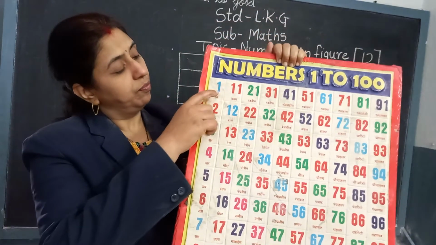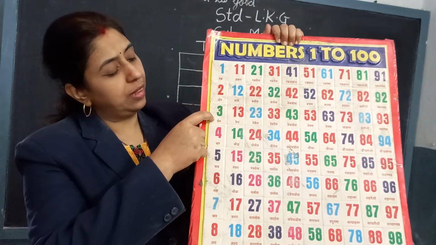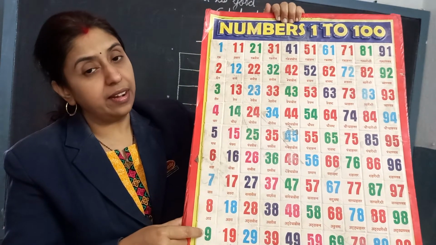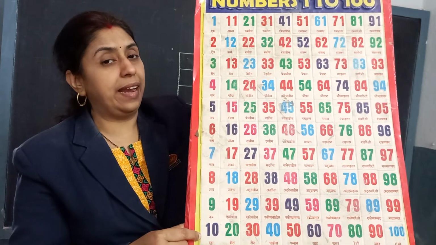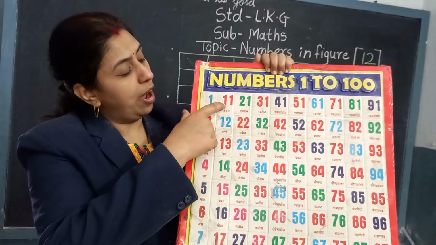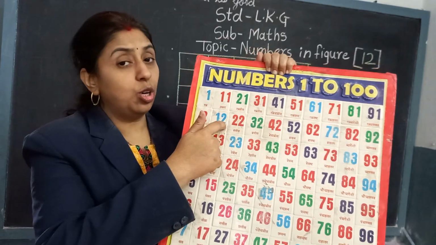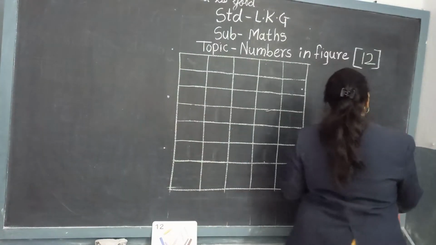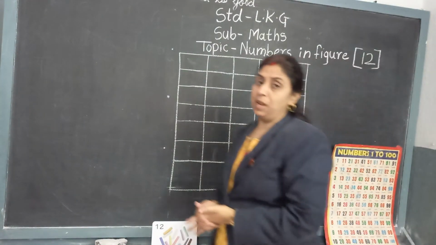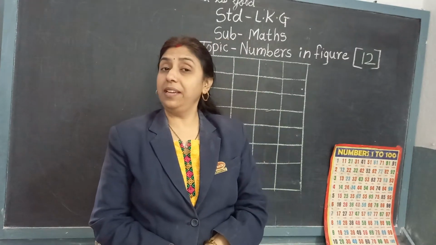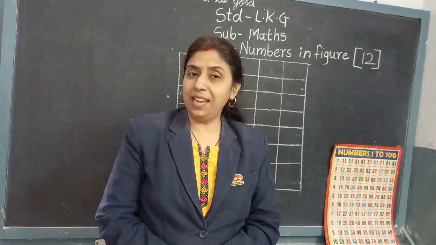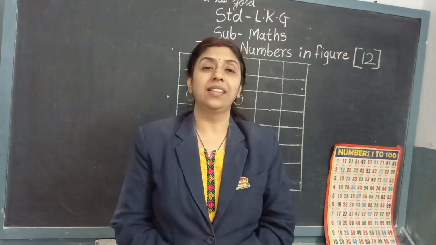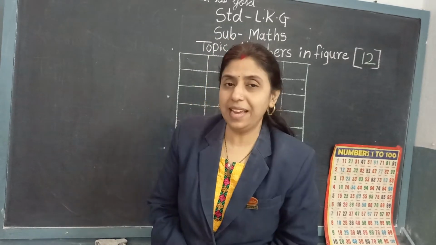Read this chart. 1, 2, 3, 4, 5, 6, 7, 8, 9, 1, 0, 10. 1, 1, 11. 1, 2, 12. Today we are going to learn number 12, how to count and write. Students, tell me, how many months are there in a year? Yes, very good. There are 12 months in a year.